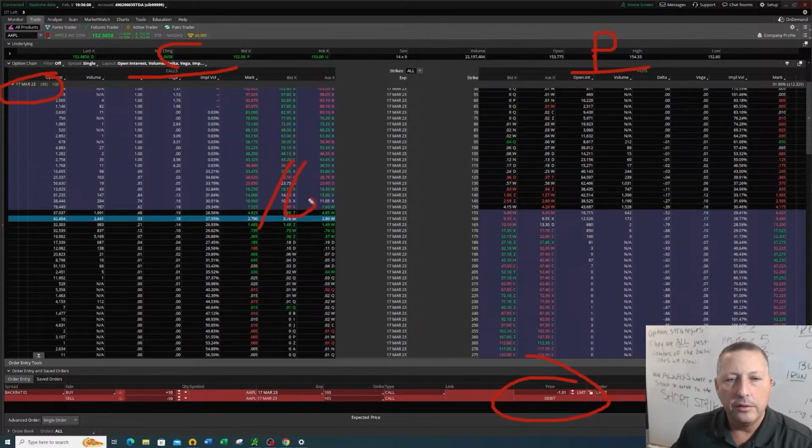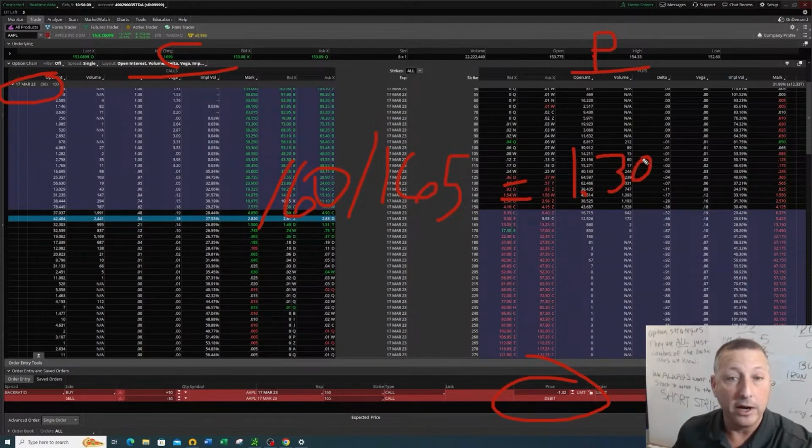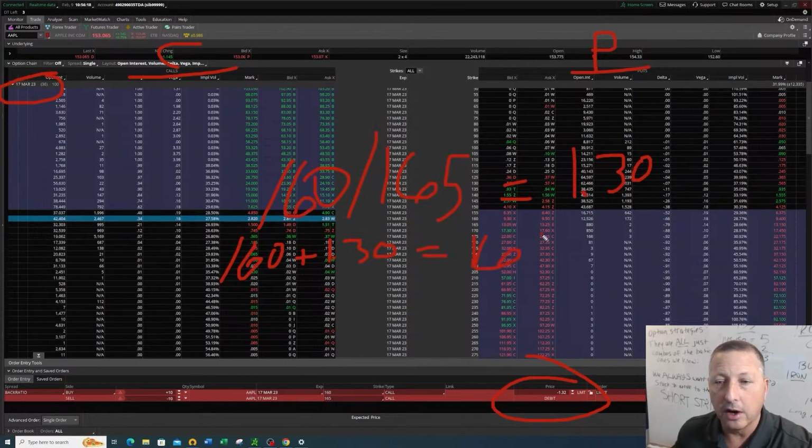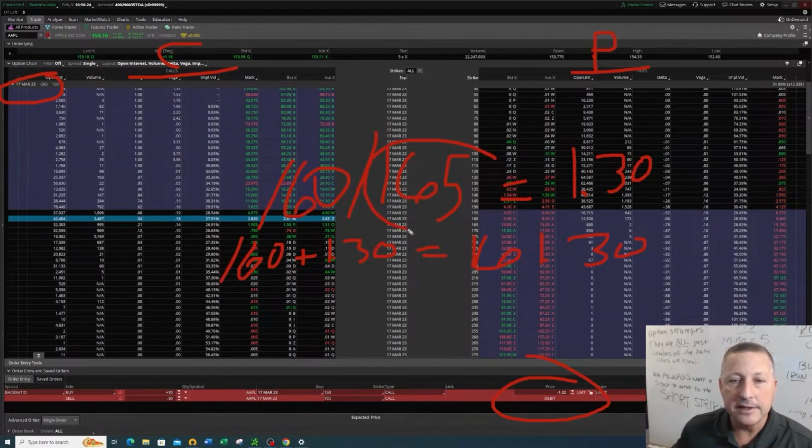Owning the 160 and selling the 165 for a price of $1.30, your break even at expiration would be 160 plus what you pay, or 161.30. But we're targeting 165. You think the stock is going to 165. If it gets there or higher, this spread will max out at the width between the strikes, which is $5, and your profit would be $3.70. So paying $1.30, you could make $3.70, not too bad.